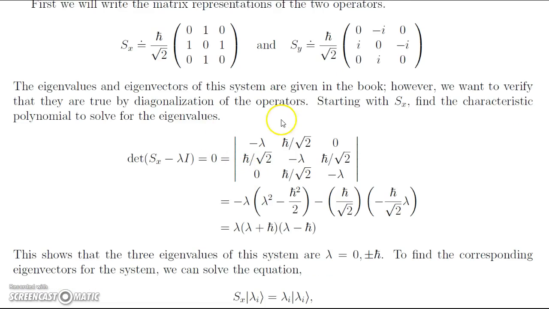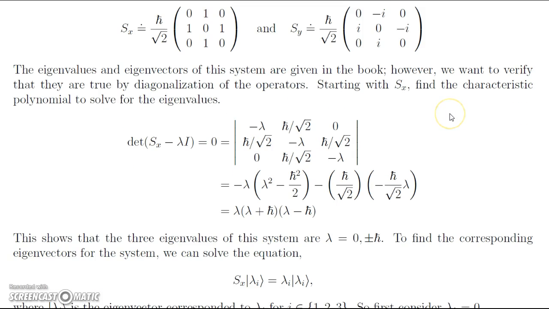The eigenvalues and eigenvectors of these systems are given in the book. So we just want to check that we did these correctly, and this is really good. Once we find our answers, we can check to see if they're right.